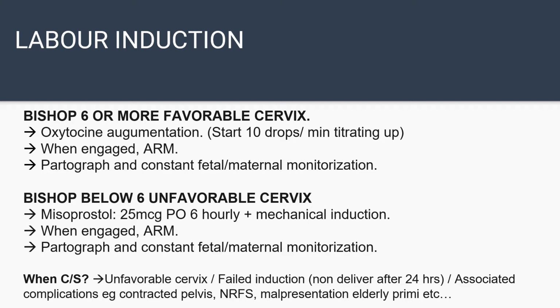Secondly, if the Bishop score is below 6, we have an unfavorable cervix. That means that we need to give misoprostol, that is a prostaglandin drug that makes cervical modifications. So we give 25 micrograms per oral, and after 6 hours, if there's no modification or little modifications, we give another dose. In addition to that, we can start mechanical induction with a Foley catheter, and when the baby is engaged, we also perform an ARM. Of course, the partograph is an important rule for the two situations, and the monitorization is, of course, the most important thing to do here.